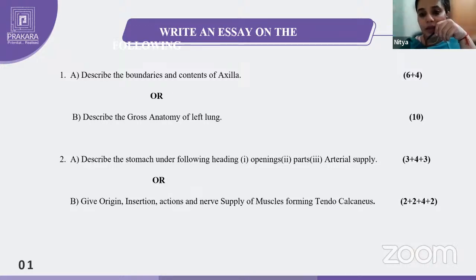And then you can discuss each lobe and the bronchopulmonary segments present in the left lung. Then you can mention the relations of the left lung, like what it is related to on the costal surface, diaphragmatic surface, its relation on the mediastinal surface, and its relation on the posterior surface. Then you can mention the nerve supply of the left lung. So all these features along with the diagram.